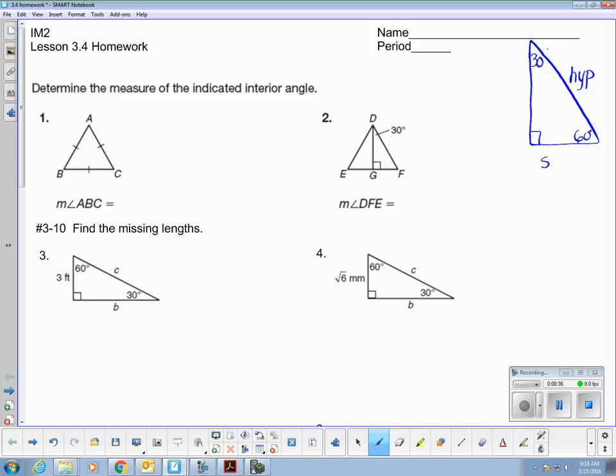The short leg and the long leg in this triangle are different than in a 45, 45, 90 where the legs are congruent to each other. So in a 30, 60, 90, the short leg is always opposite the 30-degree angle. The long leg is always opposite the 60-degree angle. So let's talk about the relationship of the side lengths.